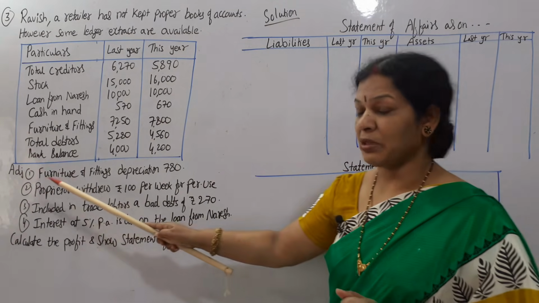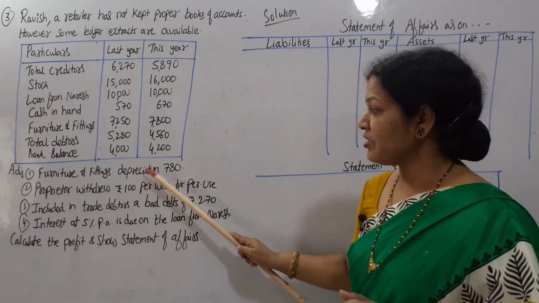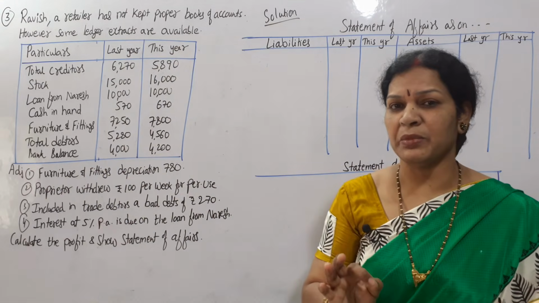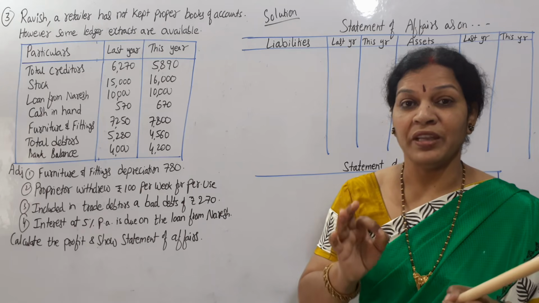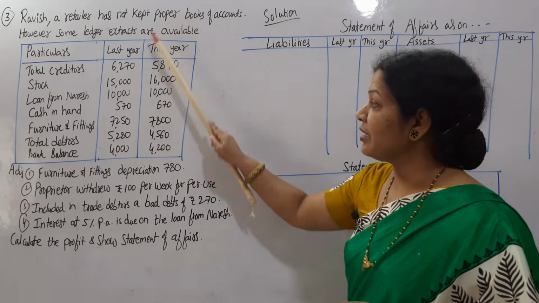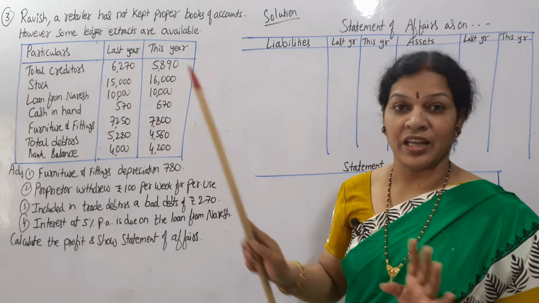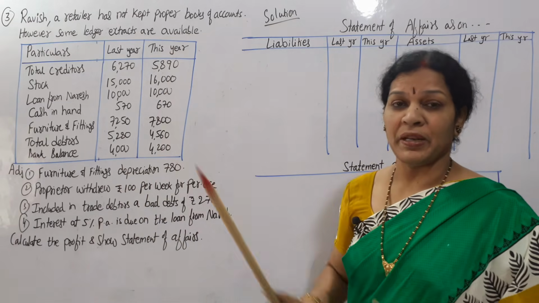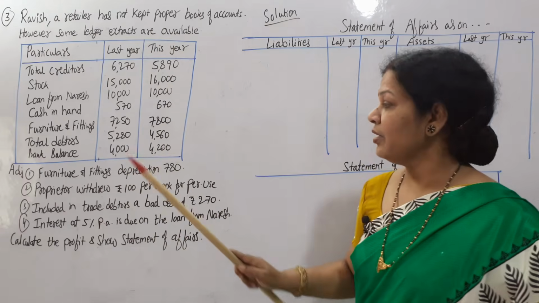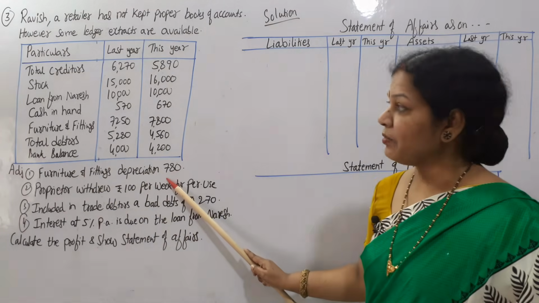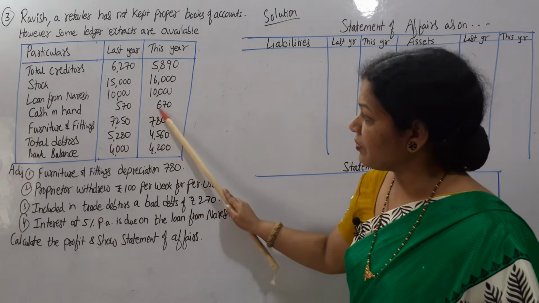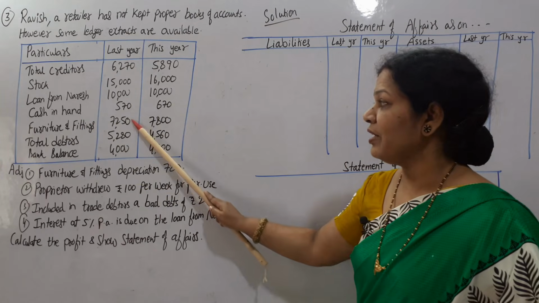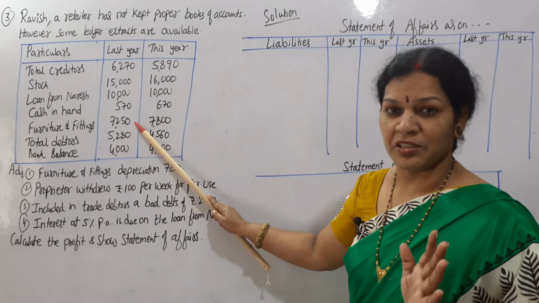And adjustments are also given. What are the adjustments? Furniture and fittings depreciation 780. We have 2 years, last year and this year. Please remember, adjustments we have to do with the current year, this year only, not with the last year. Last year we are not going to touch any kind of adjustments. Adjustments for present year, this year. So furniture and fittings depreciation 780. We'll take 7,800 minus depreciation of 780, that will be 7,020. This will be as it is.